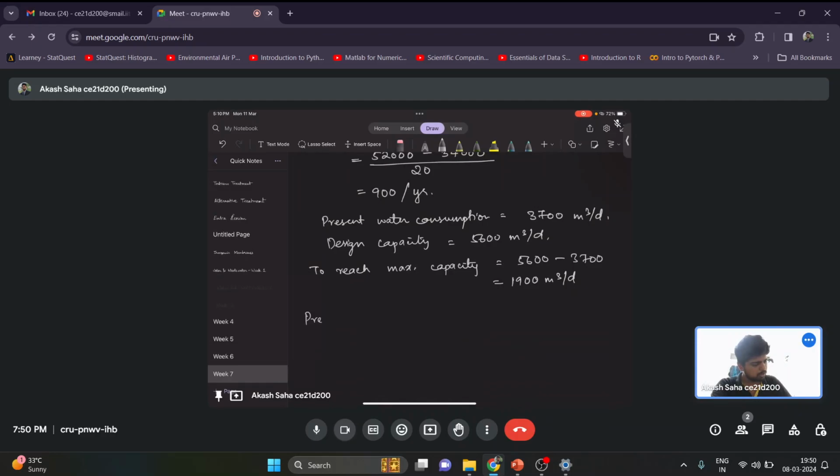So now if we calculate the present average water consumption per head per day, so per capita per day, how much water is being consumed if we see. The total water consumption is 3700 divided by the present population, that is 34,000. So it will be around 0.1088. So this much amount of water per head per day is required. Okay, so meter cube per capita per day.